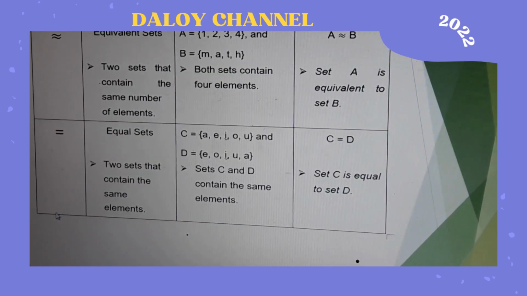Next, the symbol of equivalent sets. These are two sets that contain the same number of elements. For example, set A is composed of 1, 2, 3, 4, while set B has the letters M, A, T, H. We can consider them equivalent sets, not by the identity of each element, but by the cardinality of each set. Each set is composed of 4 elements. Therefore, these two sets are equivalent sets.